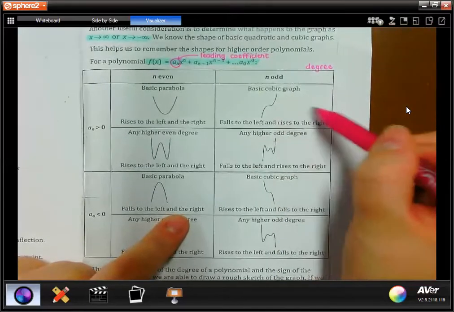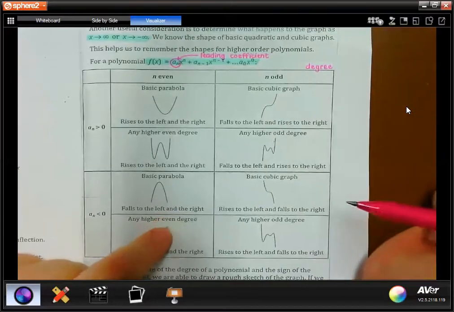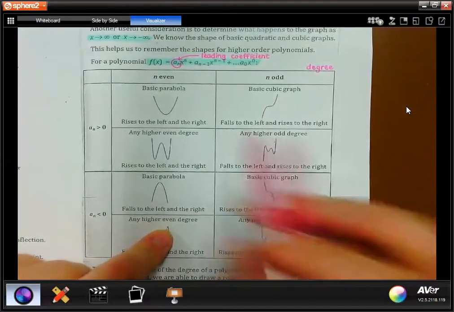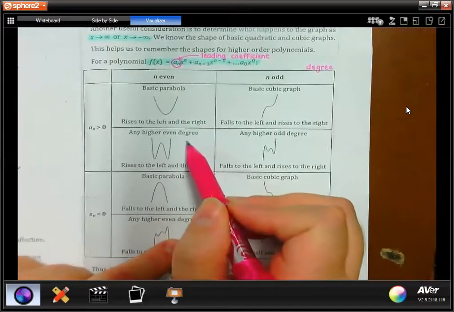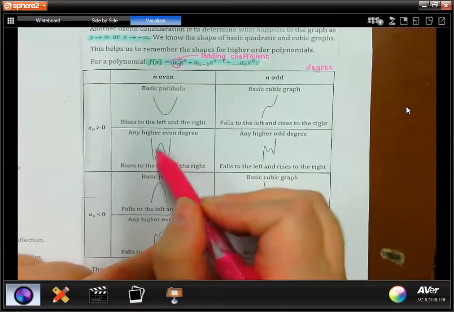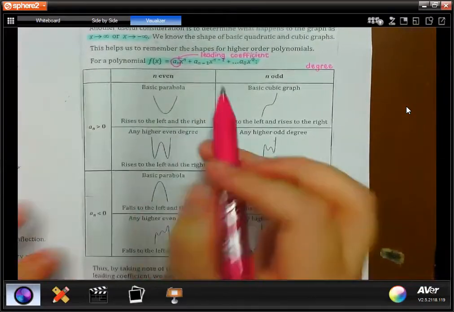And as you are moving, as you're tending to positive infinity, as you're moving to the right, the y values would be getting bigger. Okay, now this is what's going to happen if you have any higher even degree, or something like this. There could be, here we have a turning point in between negative infinity and positive infinity.